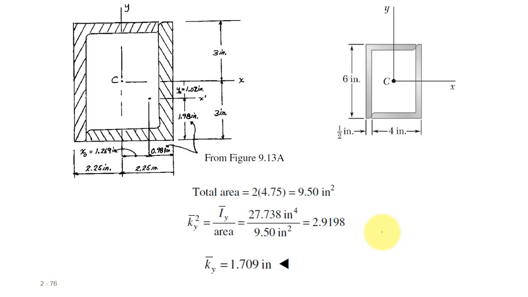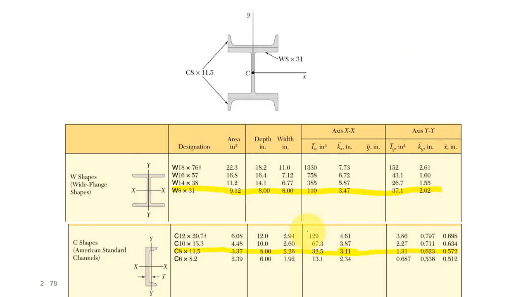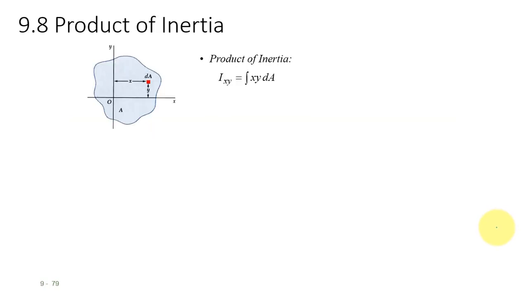Okay, so there's a couple of different examples in your notes that you can go through. Here's two beams that are welded together, and you have a similar homework problem in there that you can use some of these tables with too.